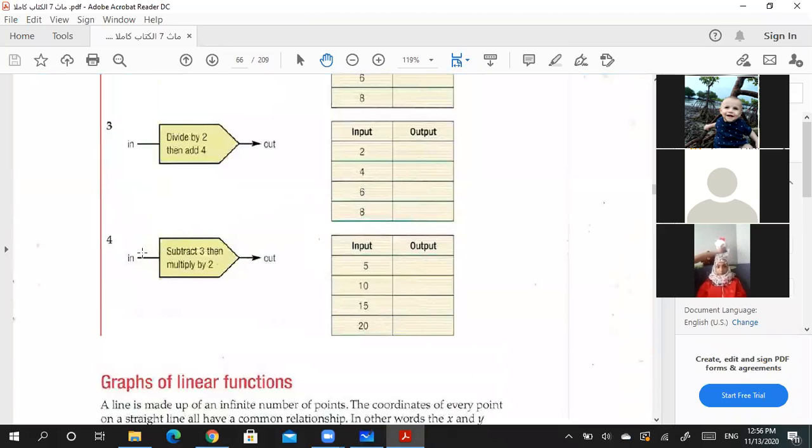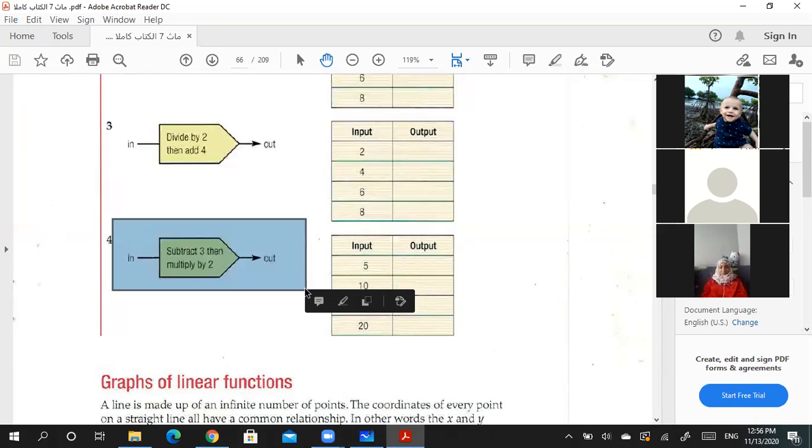Let's say our rule, or our function, is to subtract 3, then multiply by 2. What should we subtract 3 from? From x. What is x? It is the input.